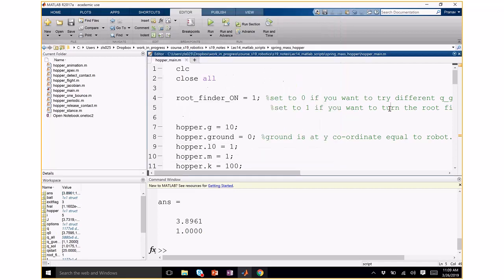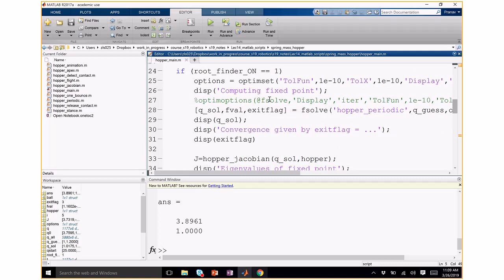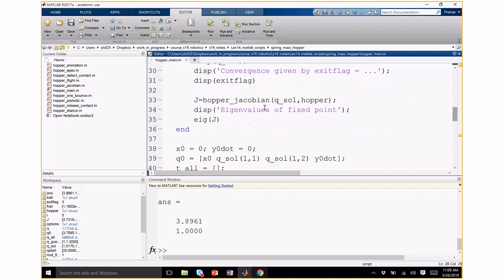And then there is something called stability, which I've put in here, but I'm not expecting you to know it. The root finder code is here. It basically uses fsolve, the same function I used earlier. You don't have to worry about the Jacobian, but there's a way in which you can compute if the system is going to be stable or not. Turns out that this system is not stable. So if you push it slightly, it's actually going to fall. But as long as it's on that trajectory, which is periodic, it's not going to fall. Okay, so.